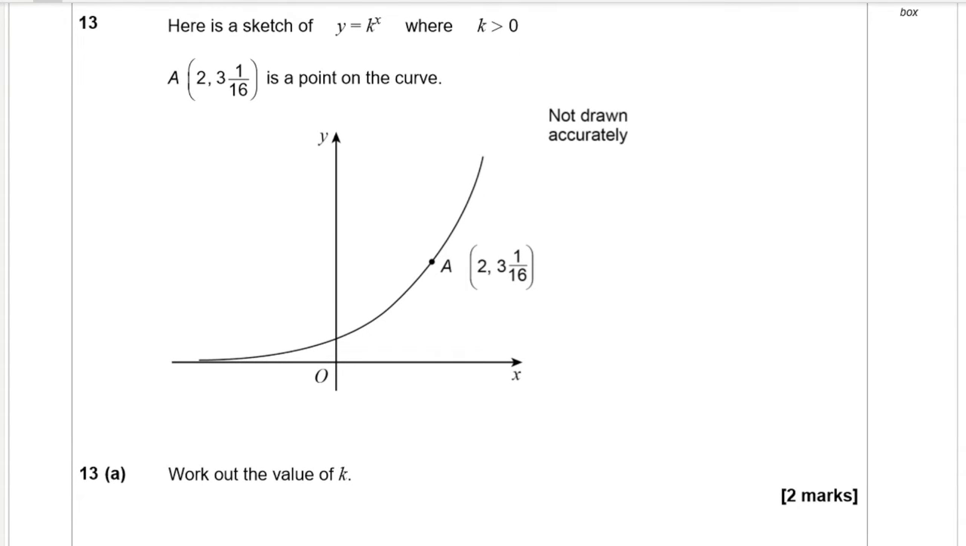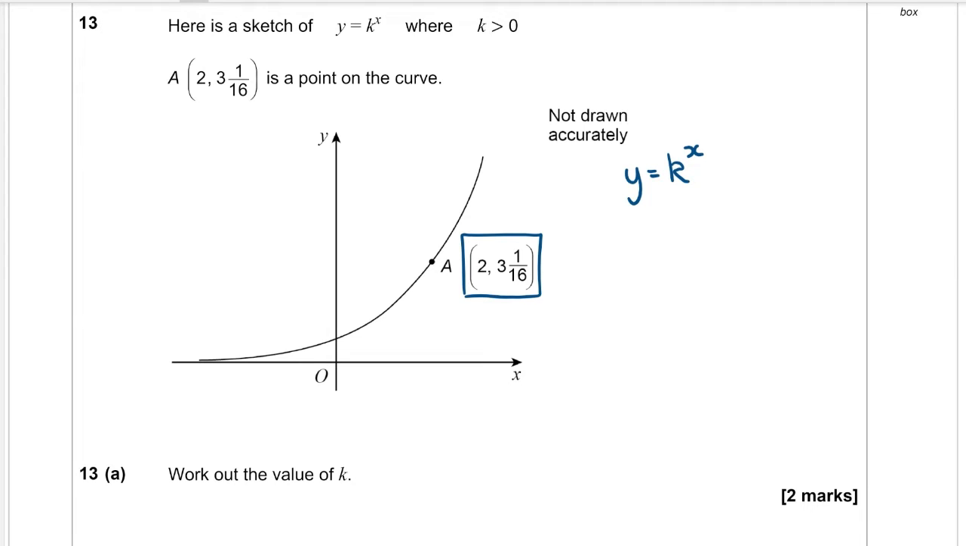Okay, we've got a sketch of an exponential graph, and we have a point on the graph. And it asks us to work out the value of k. Well, I need to substitute into my equation because I know that this point is on the curve, so therefore it must satisfy the equation y is equal to k to the x. So y is 3 and a 16th.